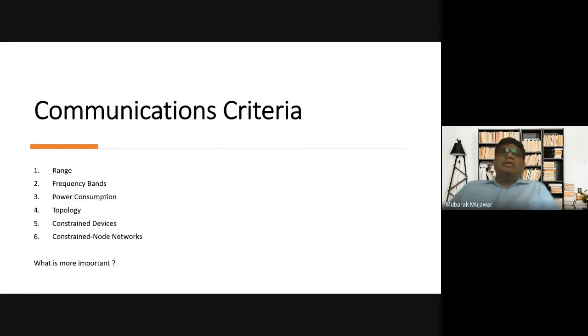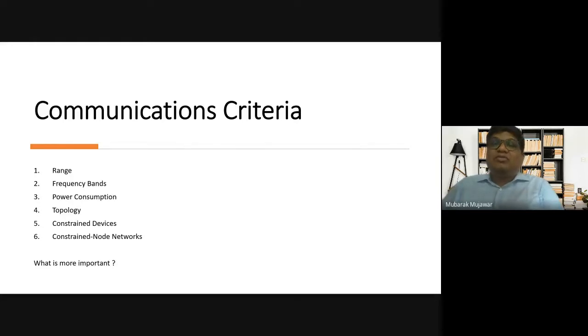So essentially, whenever we talk about communications criteria, we have to take into account 6 different things. One of the things is range. What should be the range? For example, if I'm using a wearable device, its range should be 1 meter. But if I'm using an IoT device used for agricultural purposes, then its range should be about 20 meters. So we have to talk about the importance of signal propagation and its relationship with distance.